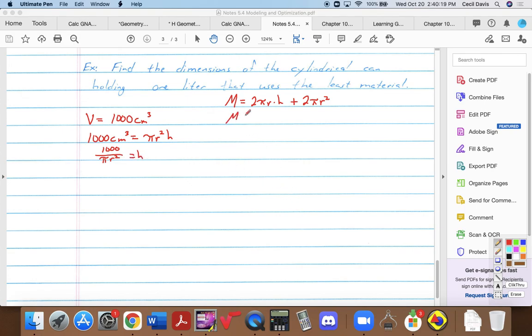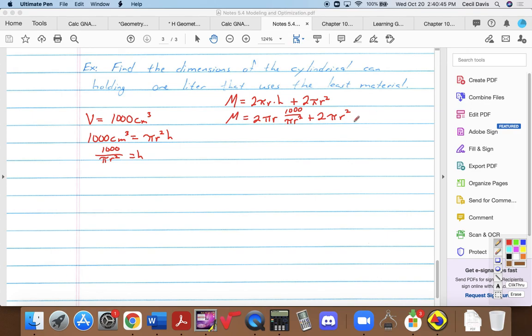So the amount of material is going to be 2 pi times the radius times 1,000 over pi r squared plus 2 pi r squared. I would certainly try and simplify that before.